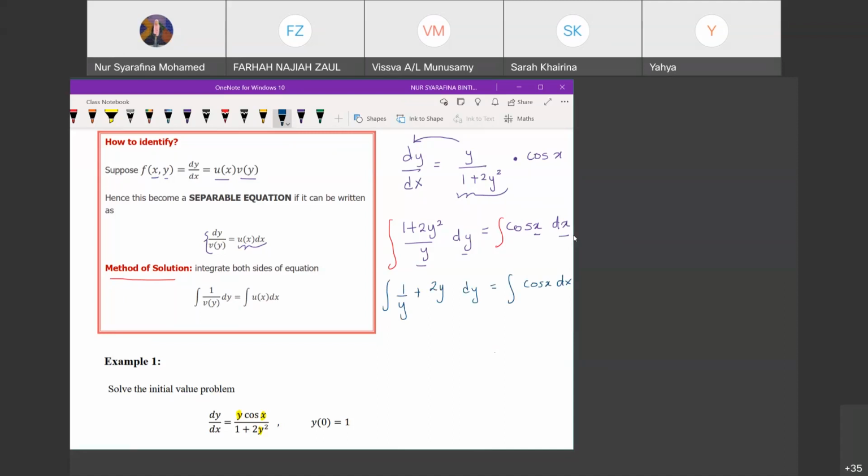Integrate 1 over y, you should have ln y, and 2y becomes y squared. This one becomes sine x plus c. Got it? So this is what we call the general solution, because we still have a constant there. You are given a condition. Just apply the condition. This is the initial condition. So when x equals 0, y equals 1. So just substitute.